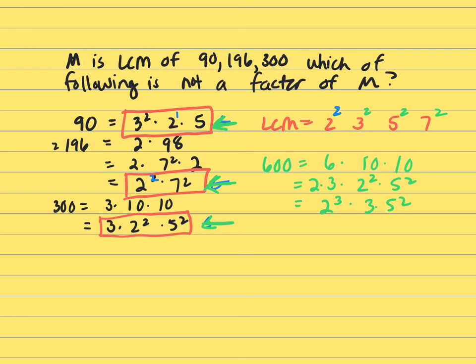For example, let me show you. My M is 2 squared times 3 squared times 5 squared times 7 squared. And if I divide that by this 600 in the factored form, I get 2 cubed times 3 times 5 squared. Well, if something's a factor of something else, it has to go into it evenly. Here, these would cancel. One of the 3's would cancel, and you could cancel 2 of the 2's, but you still got 1 left over, so it's not a factor. So the answer is A.